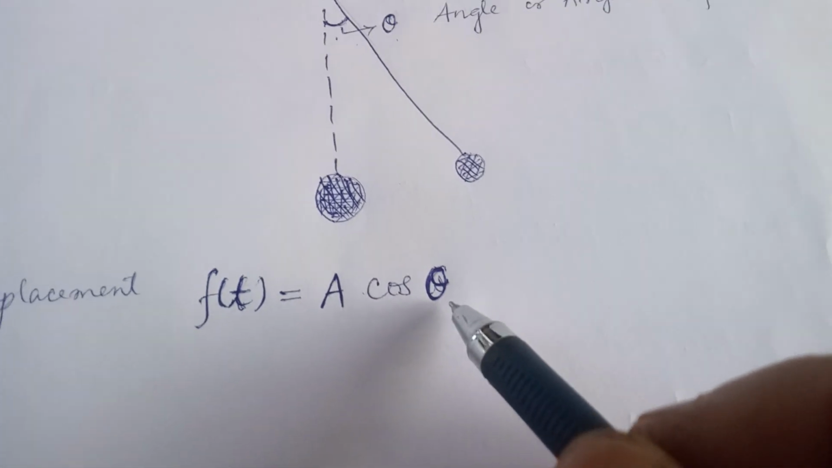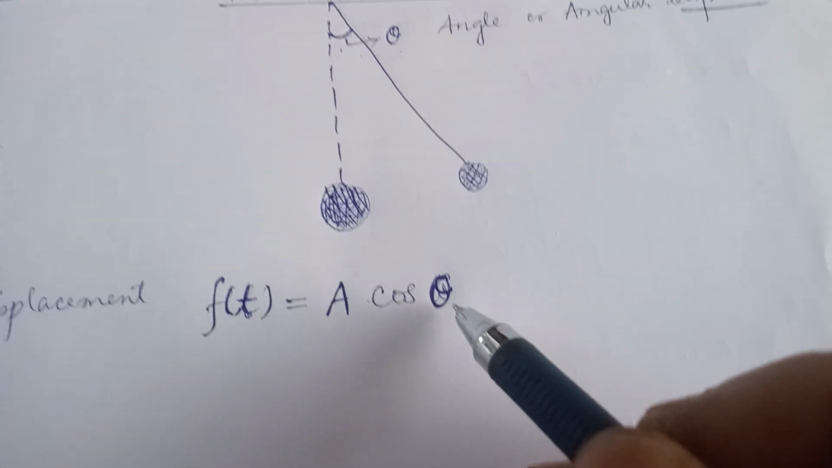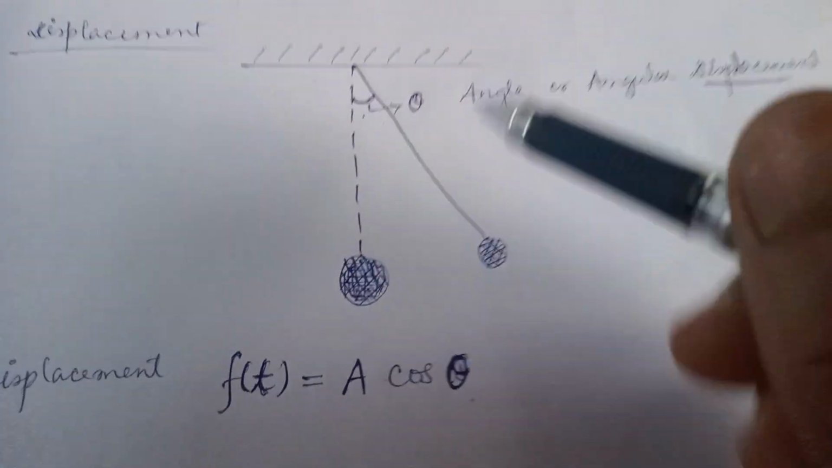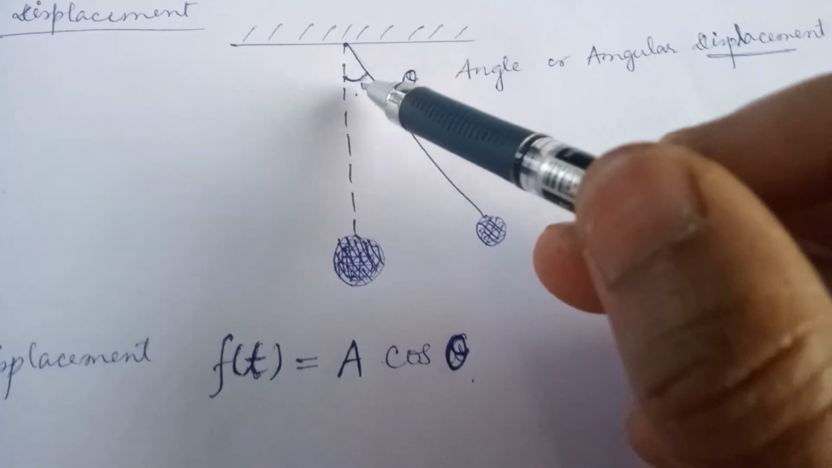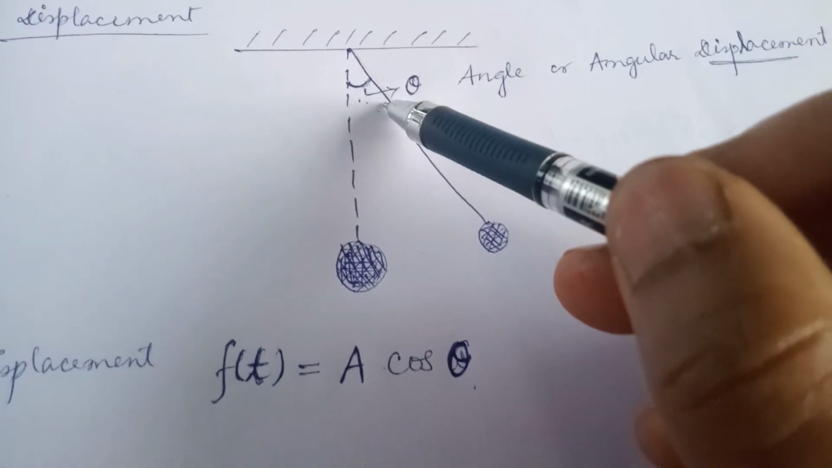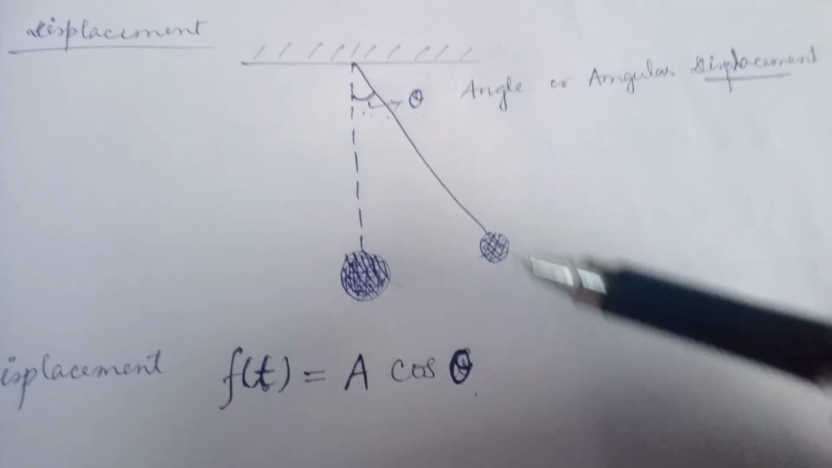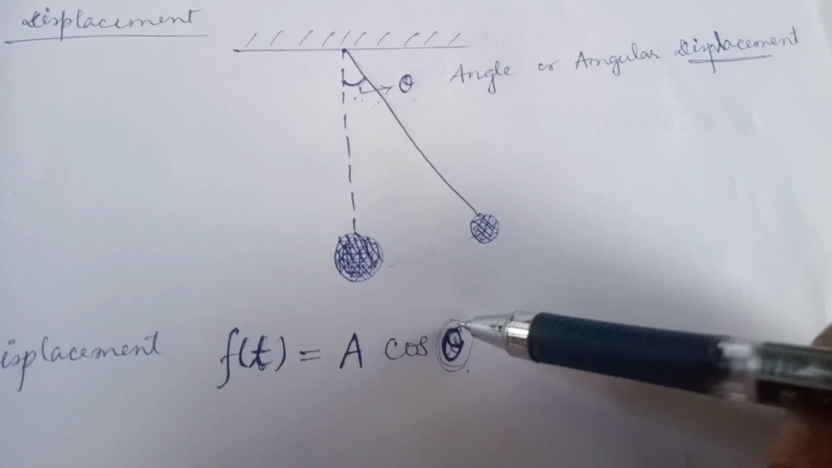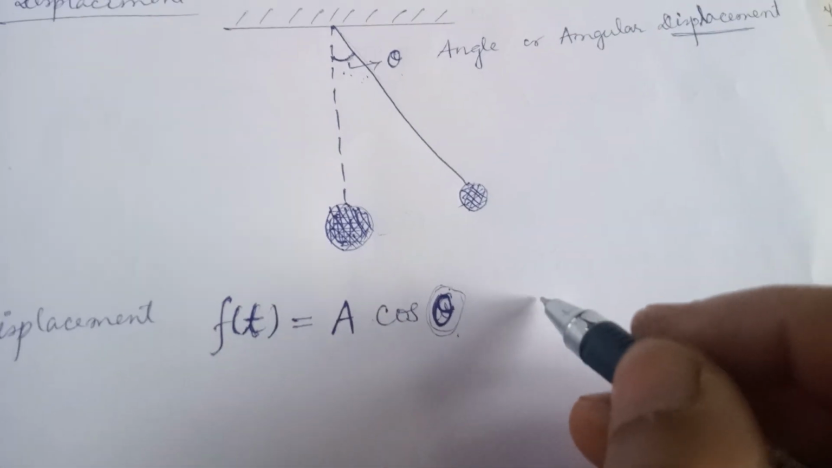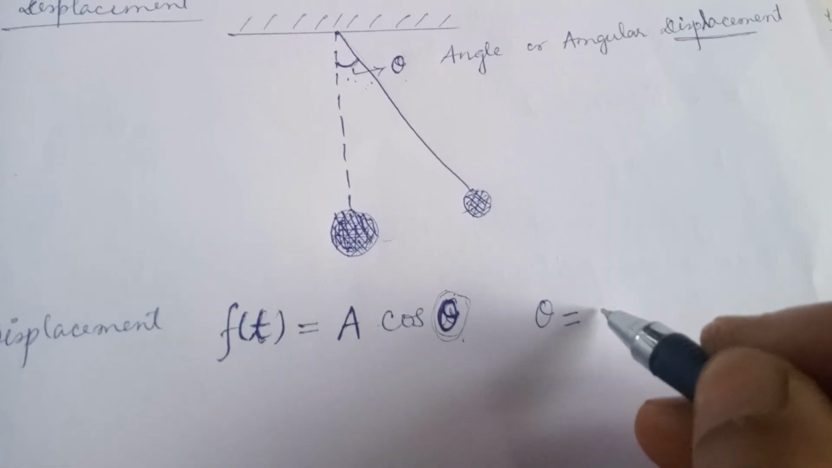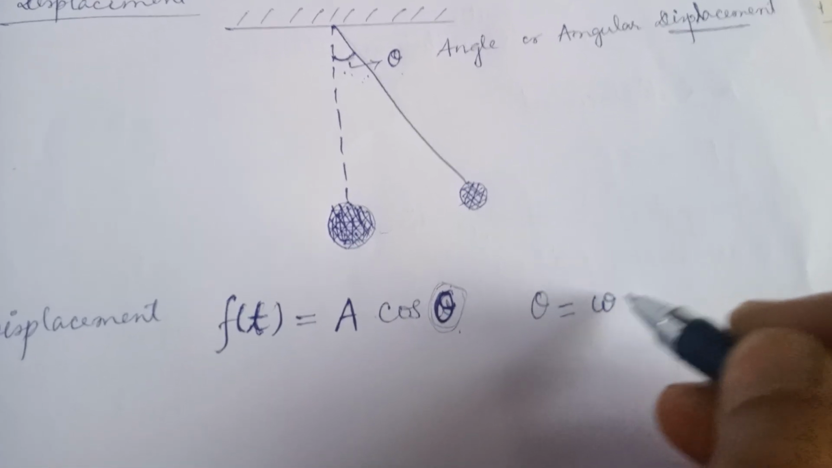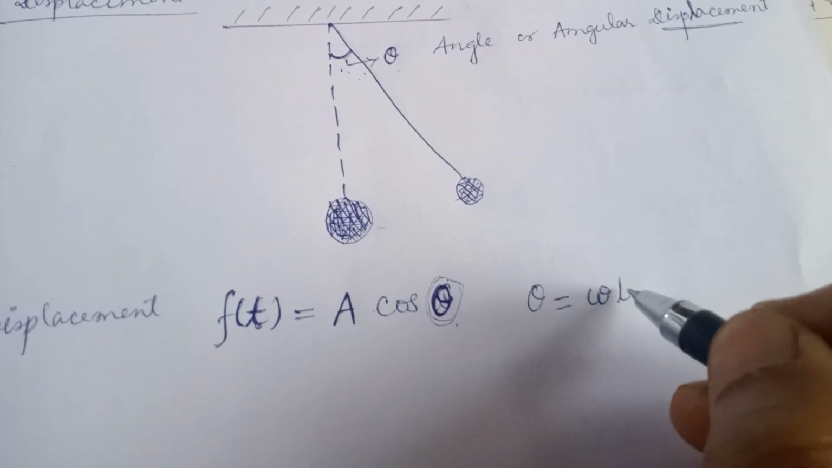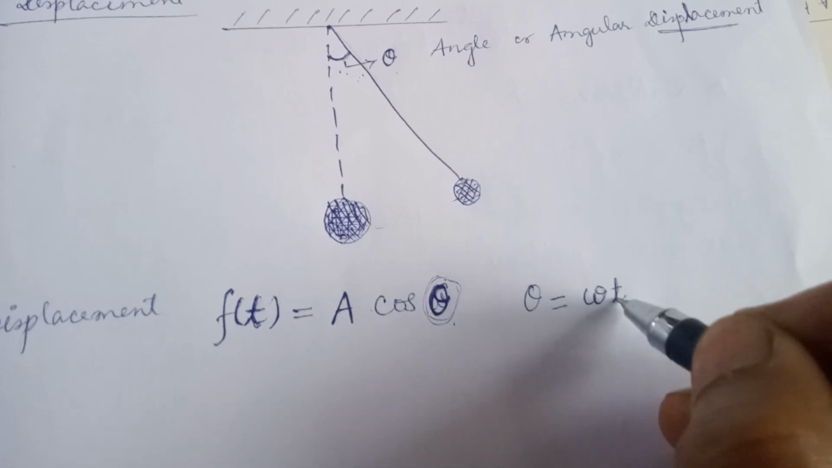So on this side also we should take a value which varies with time. In a simple pendulum, what is varying with time? The value of angle theta is varying with time as well as displacement. So we have to write this angle as a function of time. How will we write it? Angle theta is equal to omega t, where omega is the angular frequency multiplied by time t.